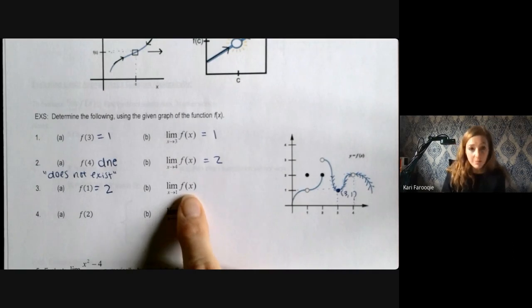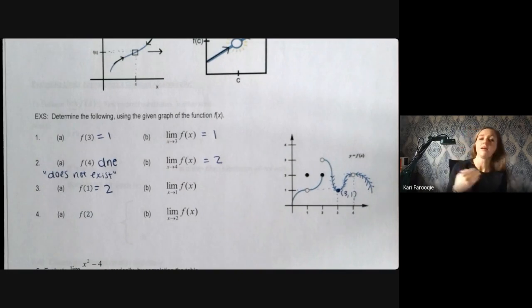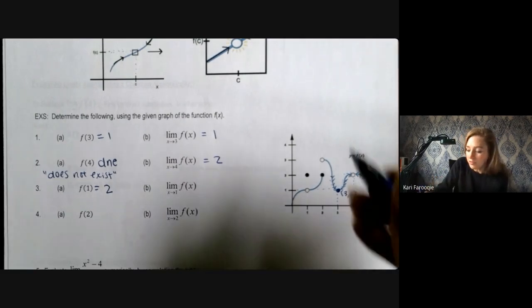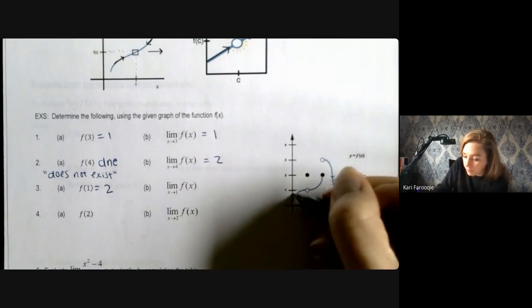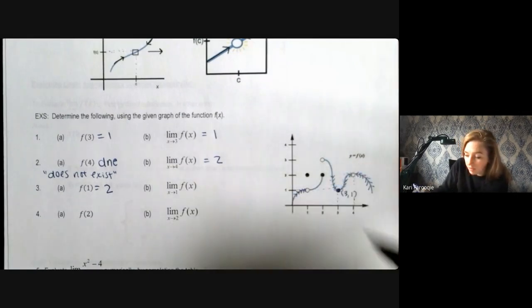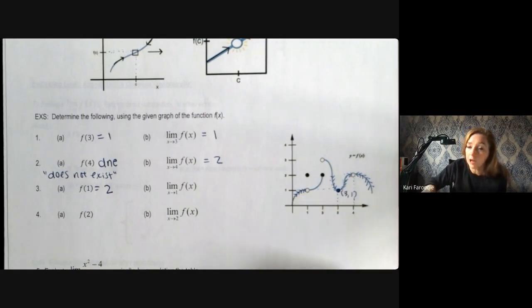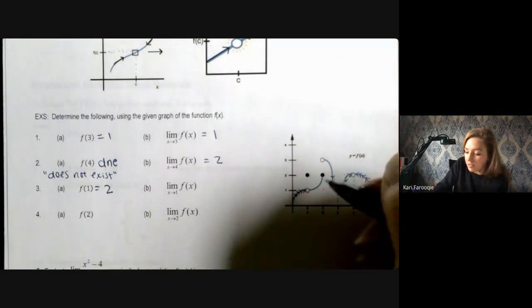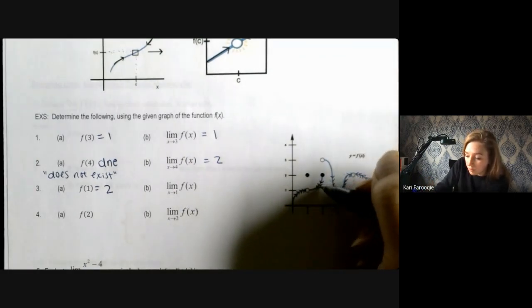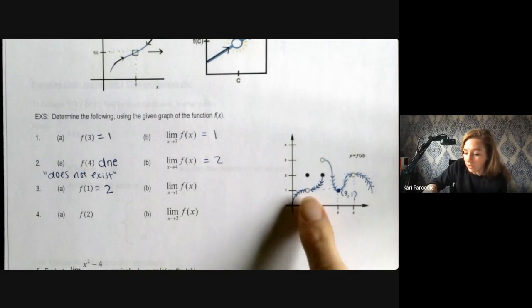Now, regarding the limit at 1, we have a little bit of a different situation, because remember, the limit as x approaches 1 isn't asking you what's the y value at 1. It's saying what value does y approach as x approaches 1. So as x approaches 1 from the left, you're following this curve along. And as we approach 1, the y values also approach 1. And we can do the same thing from the right. As x approaches 1 from the right, the y values also approach 1.